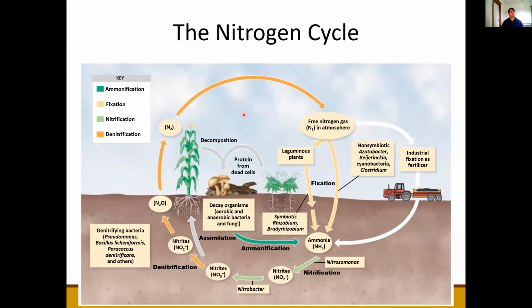Now, the final portion, nitrogen fixation. Again, you can think of this as nitrogen being extracted from the air.